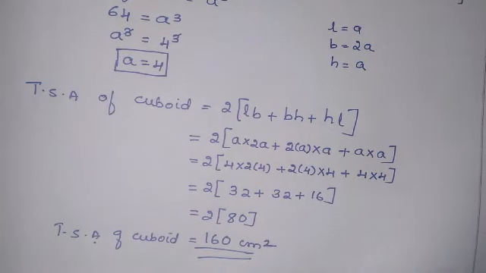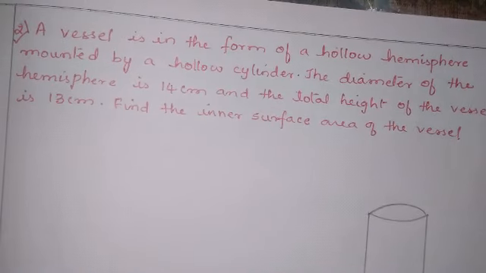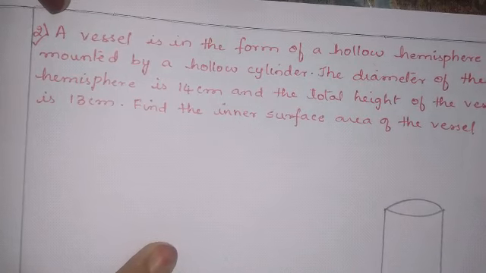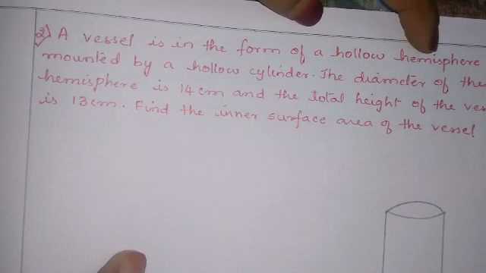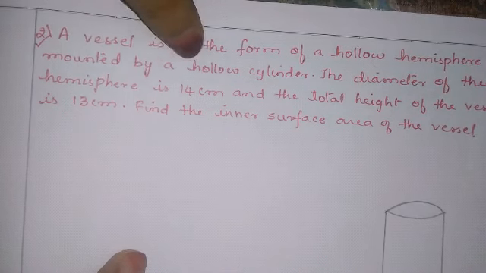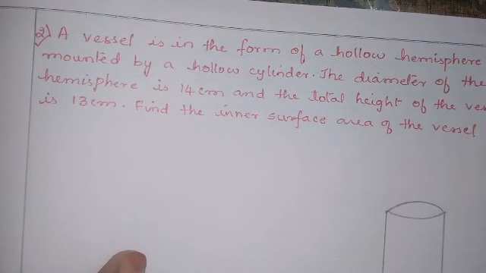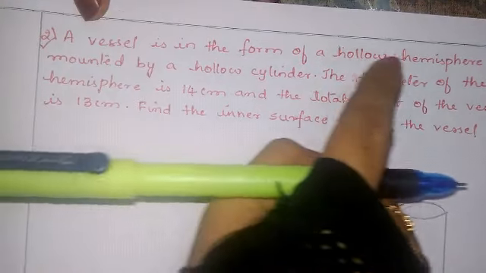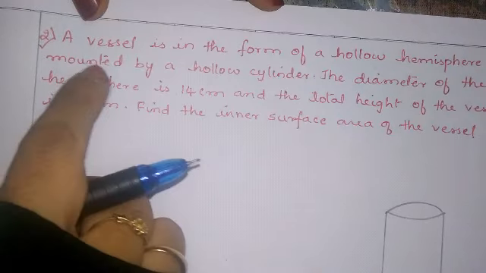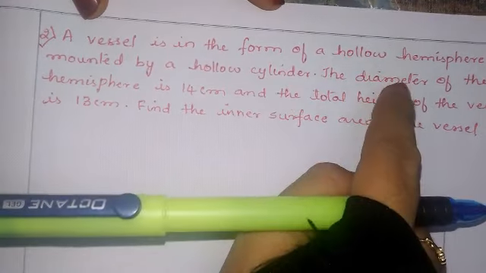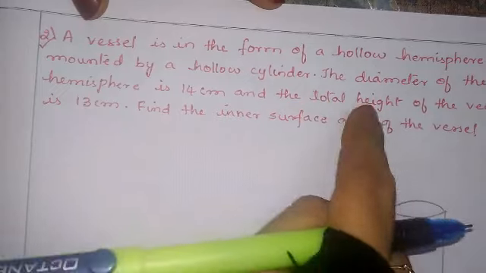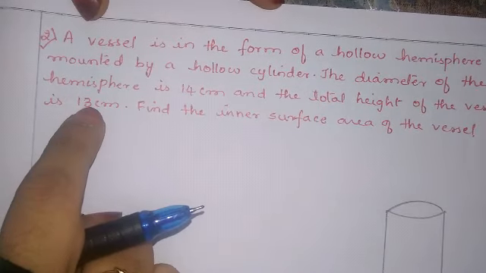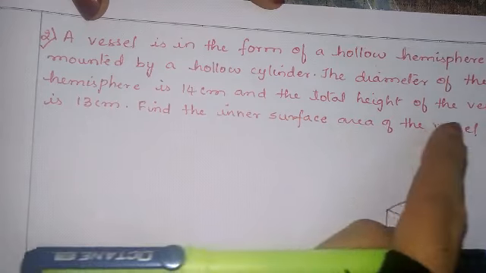Let us see question number 2. What is question number 2? Let me read out question number 2 of exercise 15.1. A vessel is in the form of a hollow hemisphere mounted by a hollow cylinder. Hollow in the sense empty. The diameter of the hemisphere is 14 centimeter and the total height of the vessel is 13 centimeter. Find the surface area of the vessel.